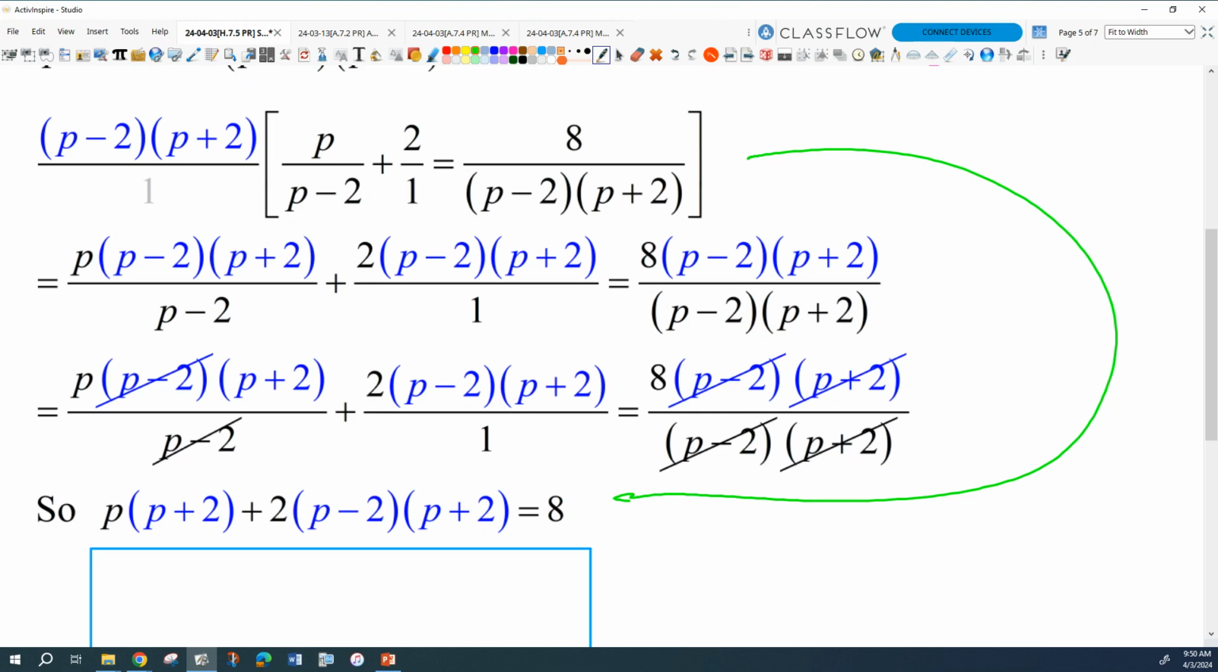How do we do that? Well, when I distribute this P minus 2 times P plus 2, I would see that in the first fraction, those are just going to cancel, right? So all I'm left with is the product of those two factors on the top, P plus 2 times P, right? When I distribute to the second fraction, nothing cancels. When I distribute to the third fraction, everything cancels, and all I'm left with is an 8 on top. So you can probably combine those steps, right?